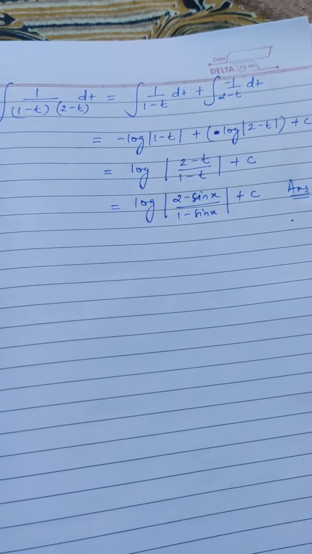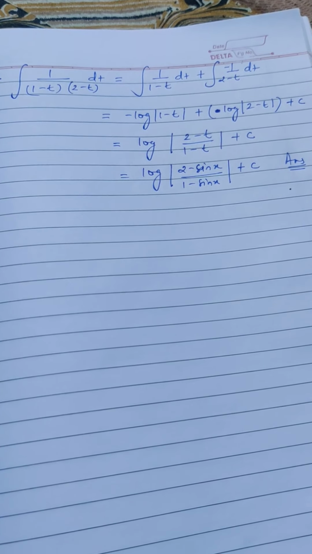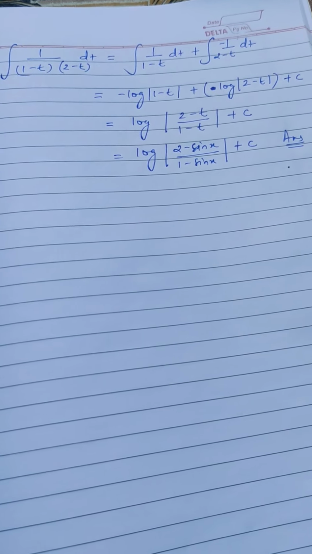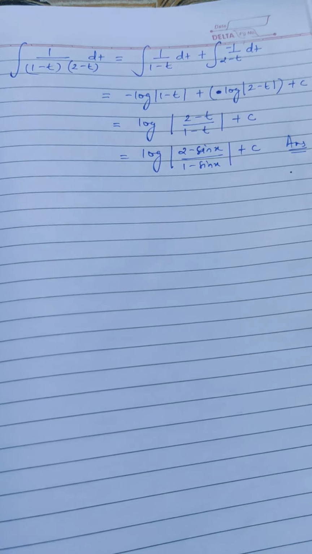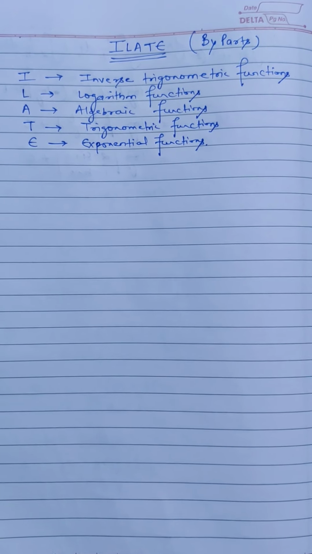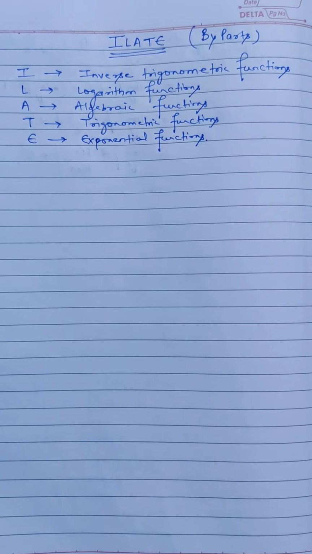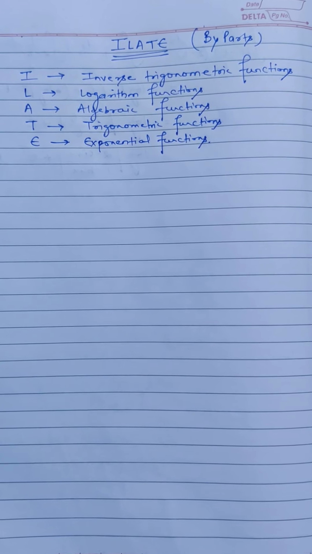So I hope you understand all three questions related to partial fraction, in which we have applied the concept of partial fraction to calculate the integration. Our next topic is ILATE, which is also called by parts. I am going to explain that concept with a small question and also with an identity. Our next concept related to the integration is by parts, which is also called the ILATE rule. Now this rule is going to help us to calculate the integration of a problem containing two different functions.